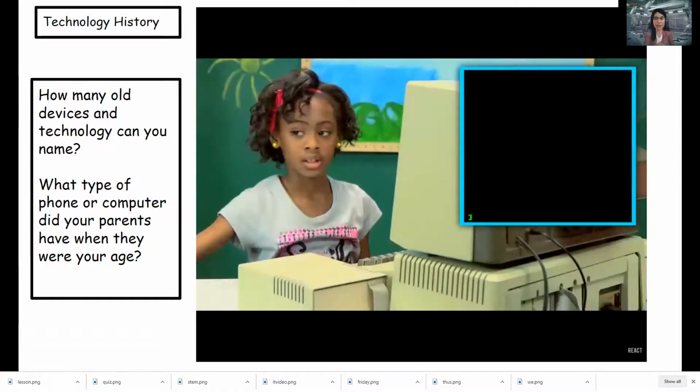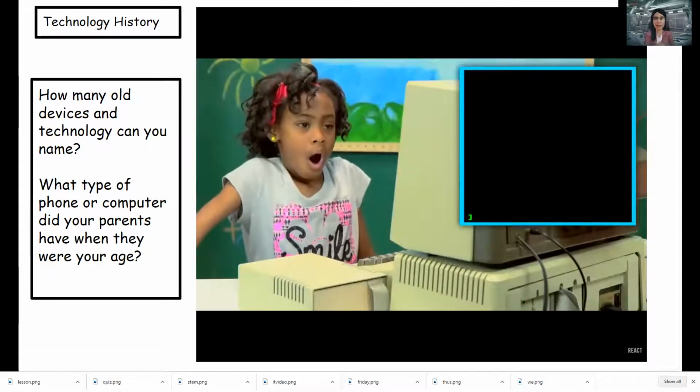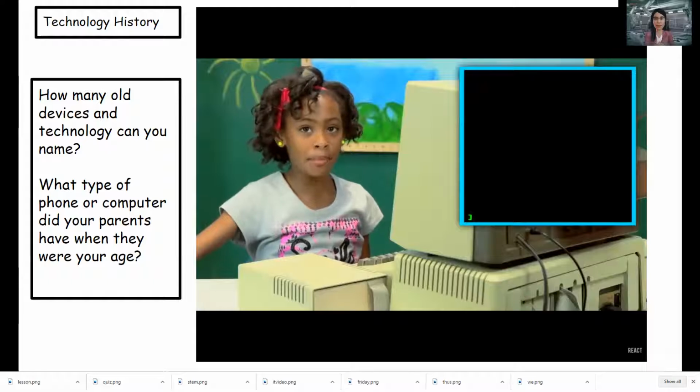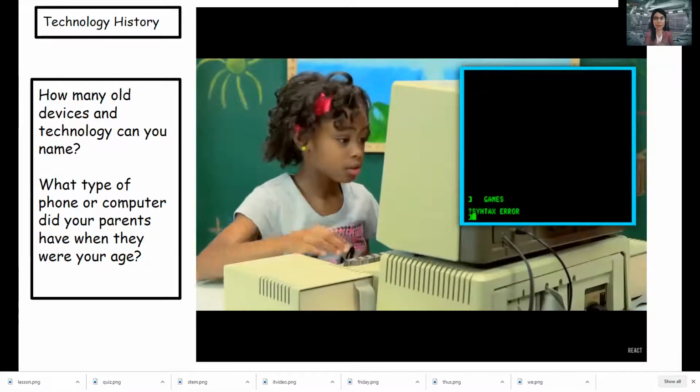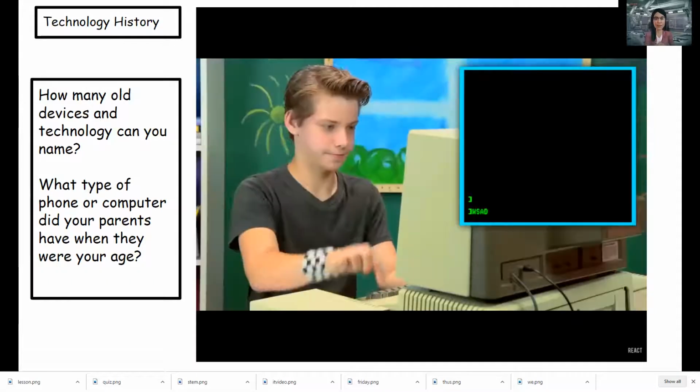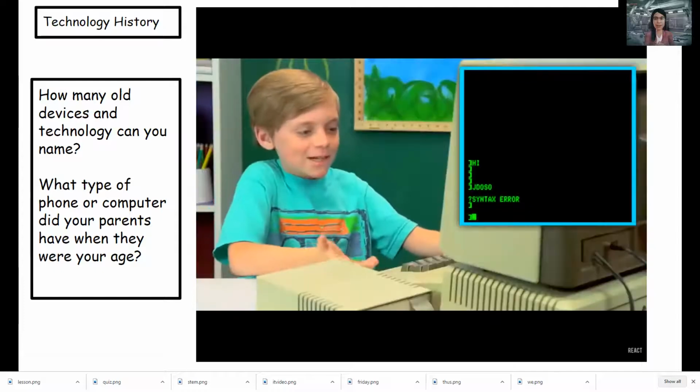You had to type into the keyboard to get it to do anything. So if I type in games, it returns. Error! Ah, error. This computer isn't an error.